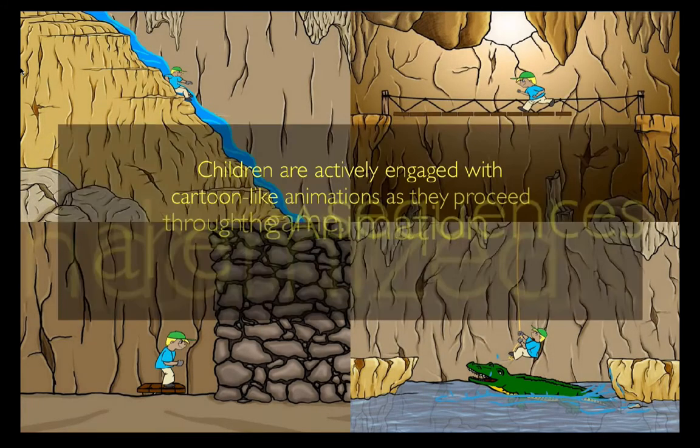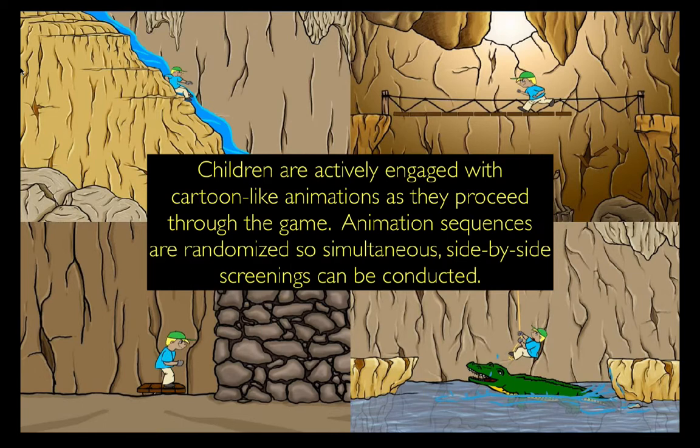Throughout the entire process, children are engaged with these cartoon animation sequences, and like I mentioned earlier, everything's randomized. So the bottom line is that you can conduct many, many side-by-side screenings, and there's no opportunity for children to, for lack of a better term, cheat off of the person sitting to the left or to their right. And there's no sense of competition because it's not like a race. It's not like the child to the left is further ahead in their quest than another child. And that is why things are randomized the way that they are.